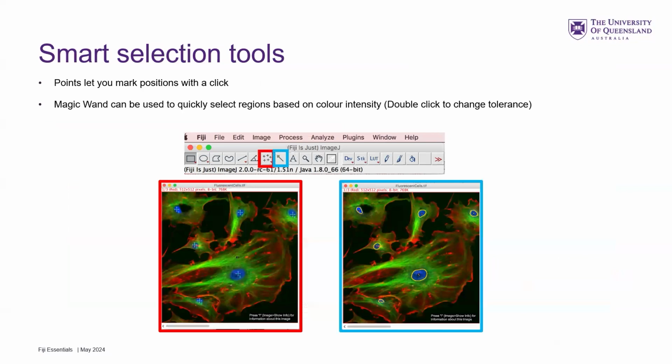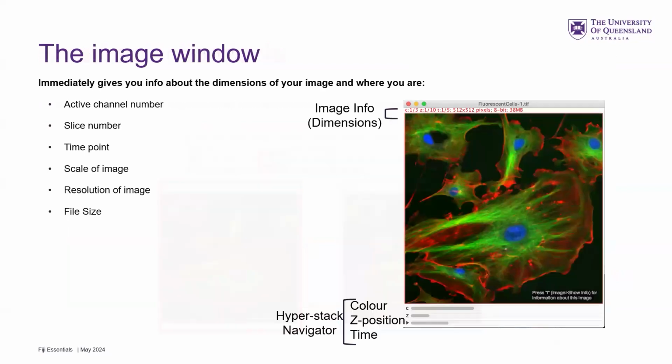There are also these smart selection tools. So there's a counting tool. If you just want to click on the image and mark off points, it'll keep tally for you. Then there's the magic wand, which works as a thresholding tool. You can click on an area and adjust the tolerance parameter by double clicking on that button. And you can quickly select things like all the nuclei and all the blue stuff if you need to. It's quite useful.